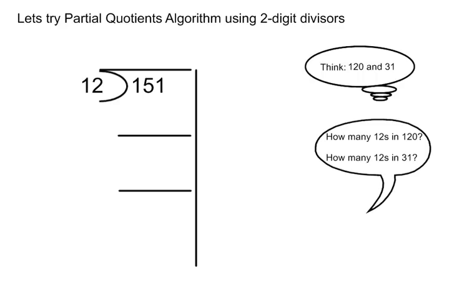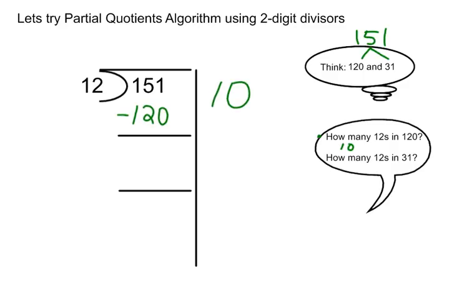All right, but let's try this if there's 2-digit divisors. What can we do then? Well, it's really very similar. If we have 151 divided by 12, we can set it up the same way. And we want to think of friendly parts for 151. So let's think of 120 and 31, because 120 plus 31 is 151. And I know that 12 times 10 is 120, so it's easy to do in my mind. So I'm going to start with 12 times 10. I'm going to put 10 out to the side. How many 12s are in 120? 10.